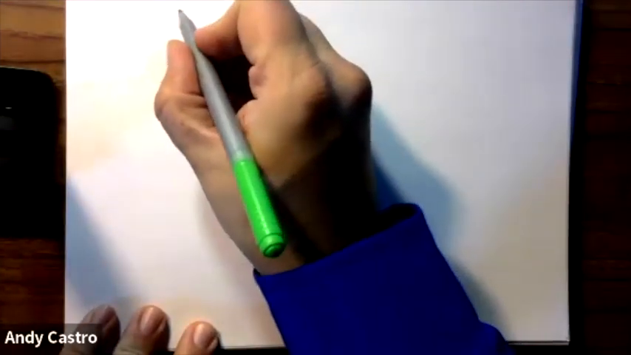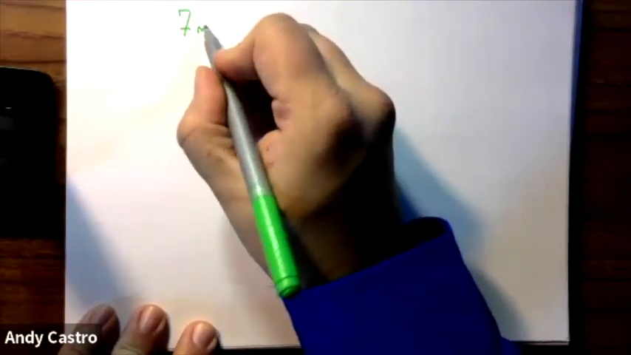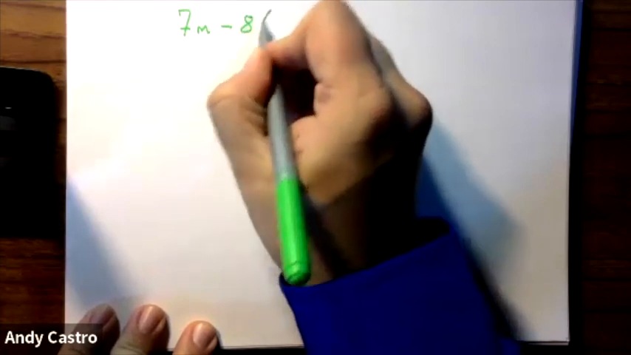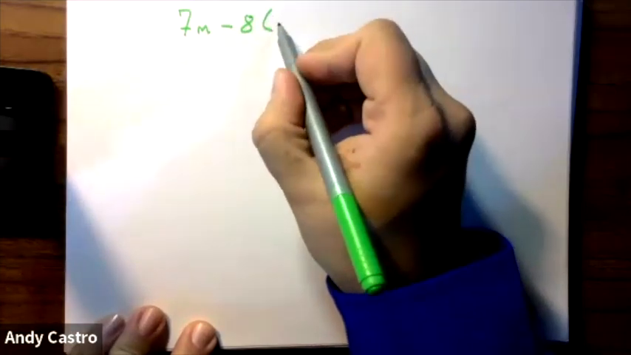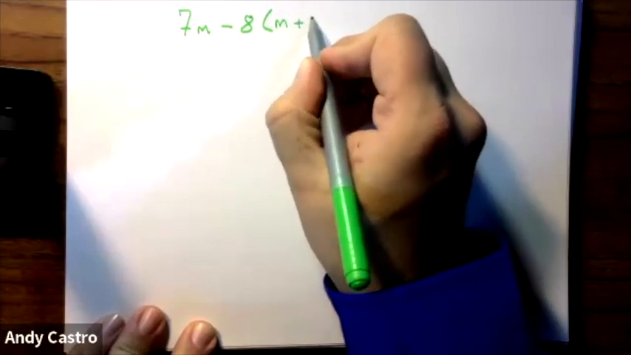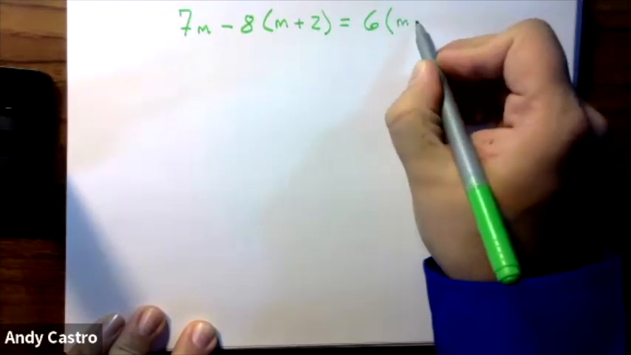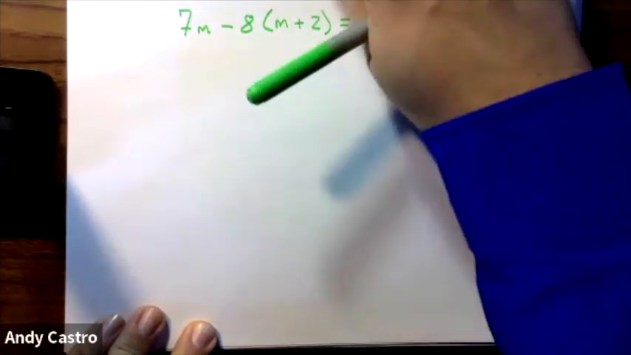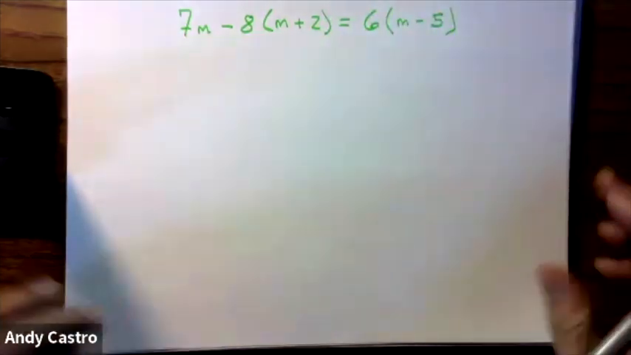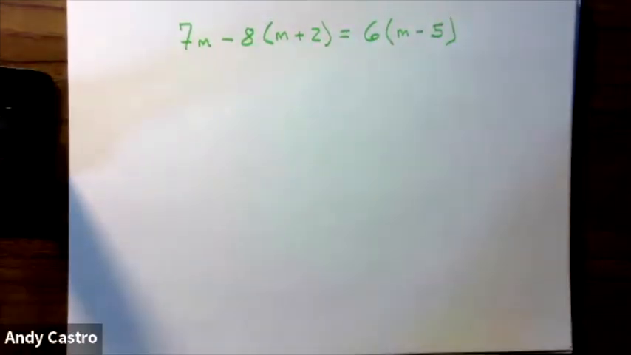Let's do another one. 7m minus 8 times the quantity m plus 2 is equal to 6 times m minus 5. All right, and I'll do the same thing here. I'll just go through and work it line by line. You can copy what I'm doing, or you can work it yourself and see if you can get to the final answer before I do.